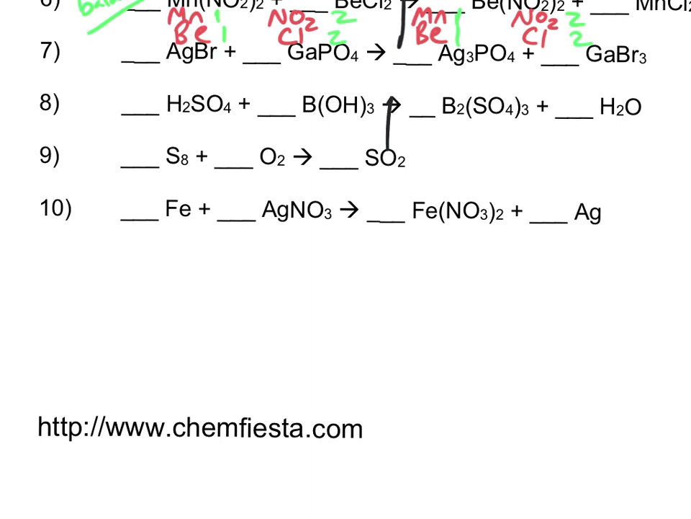Okay, this one gets a little strange. We have a hydrogen, but then you notice over here water. That's not an ionic compound. Well, that's okay. Hydrogen acts like a metal sometimes, and this is one of those cases where it does. So I've got two hydrogens, one boron, one sulfate, 3 sulfates, 3 hydroxides.